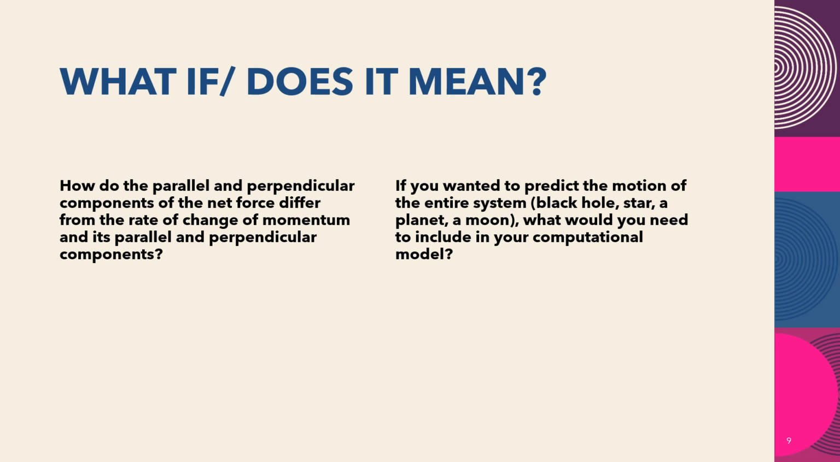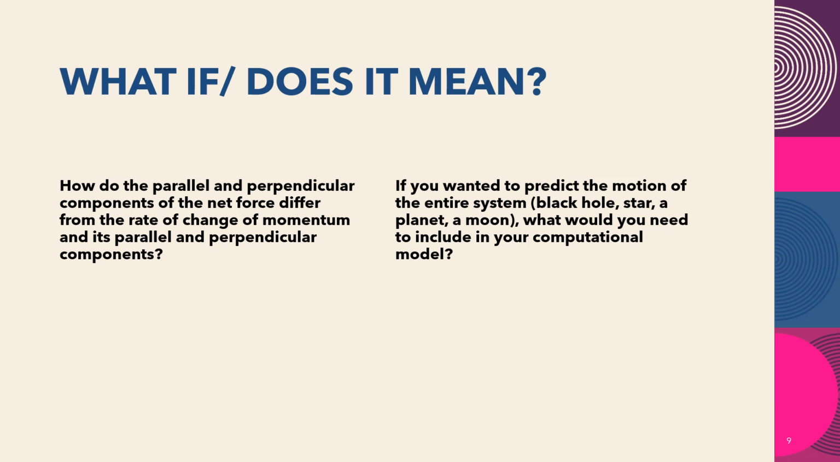So for "What if, what does it mean?" How do parallel and perpendicular components of the net force differ from the rate of change of momentum? Because the parallel and perpendicular components are not necessarily in the direction that the rate of change of momentum is going, because the components are two different components of a momentum at a given moment, not of a change of momentum.